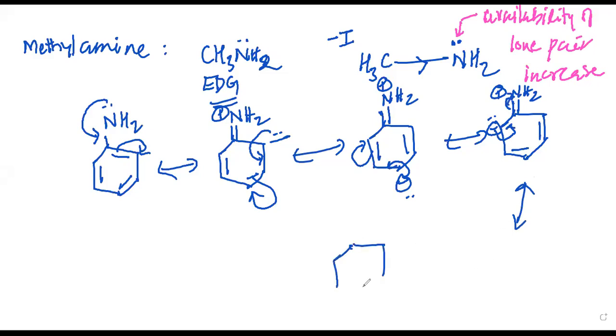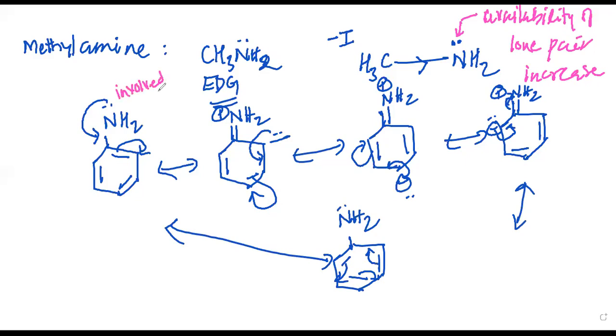So finally we get this kind of structure. We have NH2, and when the bond moves in this direction, we get this. So you can see that these electrons are involved in resonance. So what do we understand? That the availability of this electron decreases.